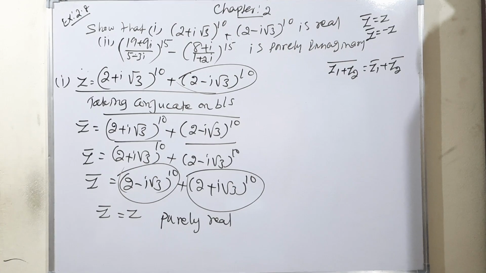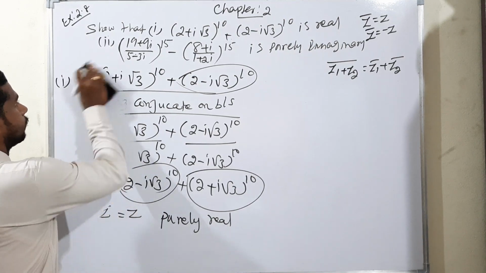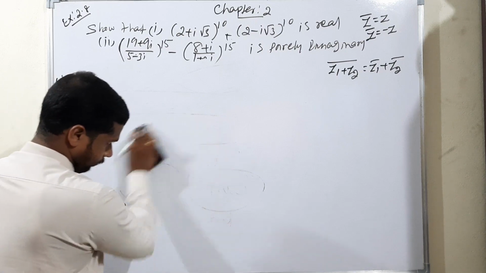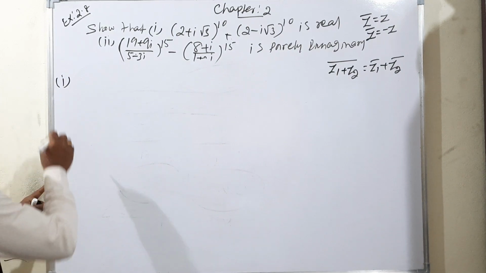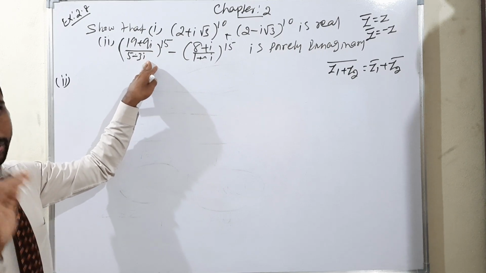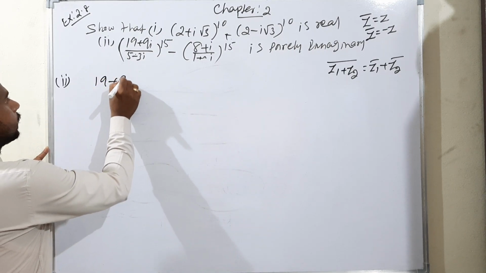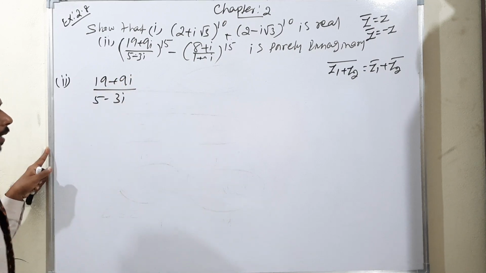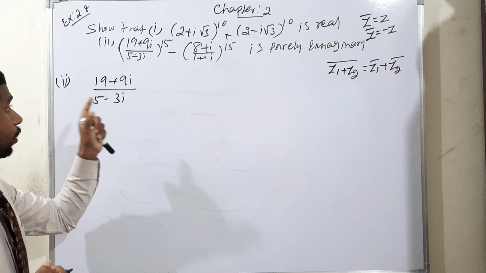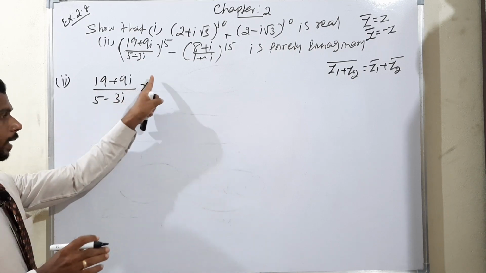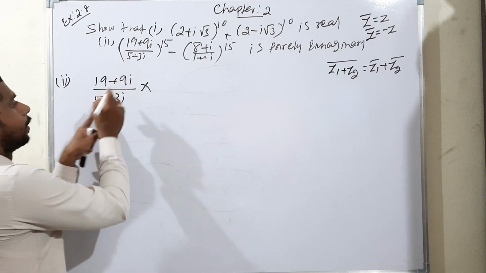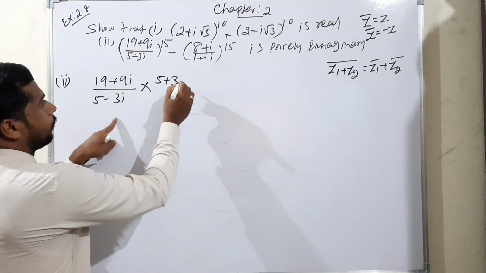Moving to subdivision 2. Considering the first term and the second term, the first term also without the bracket. The term is 19 plus 9i divided by 5 minus 3i. What we have to do? This is not a standard complex term. We have to first rewrite it in standard form. So we multiply both numerator and denominator by the conjugate of the denominator. 5 minus 3i means we have to take 5 plus 3i.